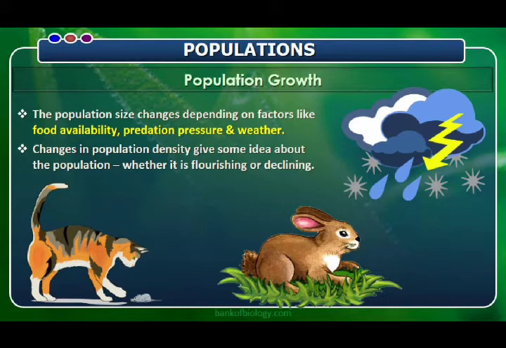So, what do you mean by population growth? Now, the population size changes depending on factors like food availability, predation pressure, and weather. So, in short, when there is competition between species, for example between prey and predator, when food availability is limited, weather ultimately decides the population size in a particular area. Now, change in population density gives some idea about the population, whether it is growing or declining.